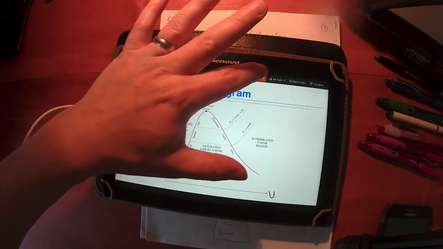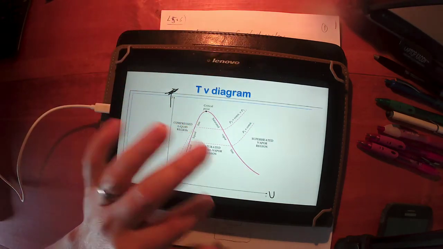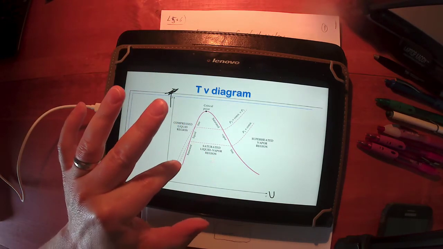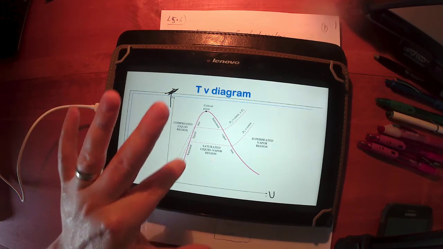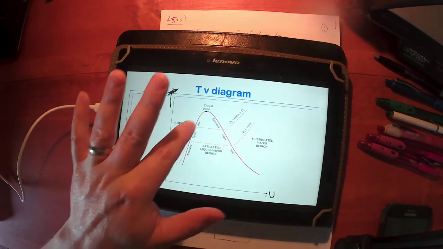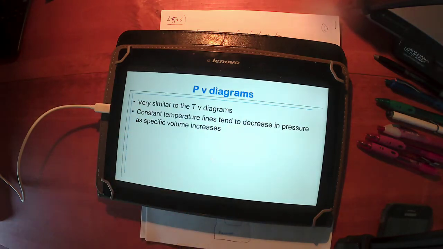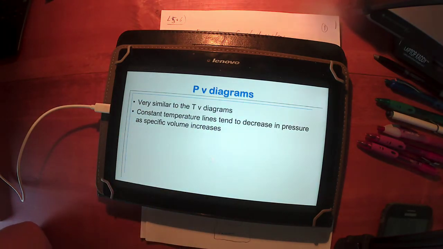Okay, that is a TV diagram. That is a temperature volume diagram. You can draw this very quickly. Lines of constant pressure, notice, just kind of tend upwards: up, flat, up. And it doesn't matter what the pressure is, they all look about the same. That is a temperature volume diagram.